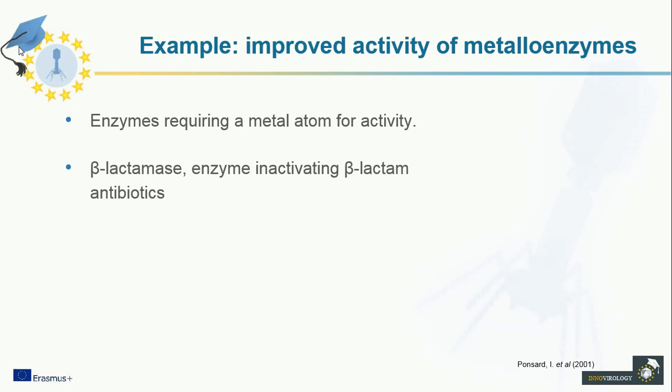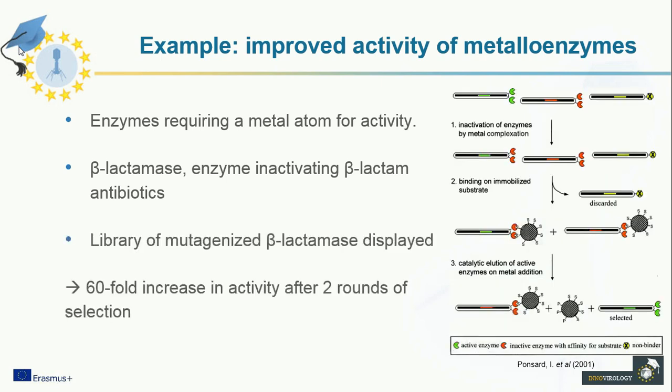It is also possible to enhance catalytic activity of enzymes. In this example, I will discuss a way to do this for metalloenzymes. These are enzymes that require a metal atom for their activity. In this case, it was described for a beta-lactamase, which is an enzyme that is able to inactivate a beta-lactam antibiotics. A library of mutagenized beta-lactamase was prepared, fused to the gene 3 protein of M13.